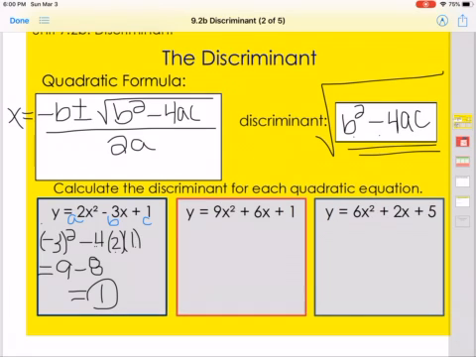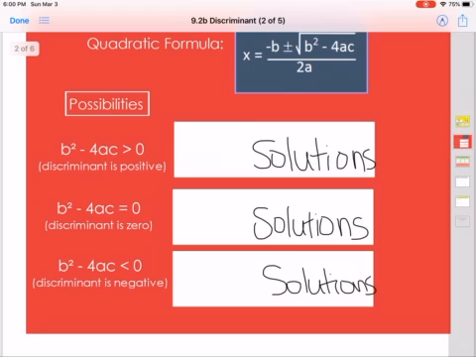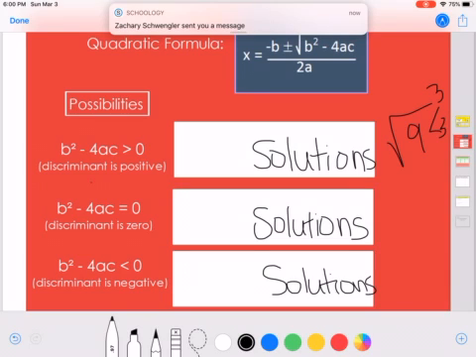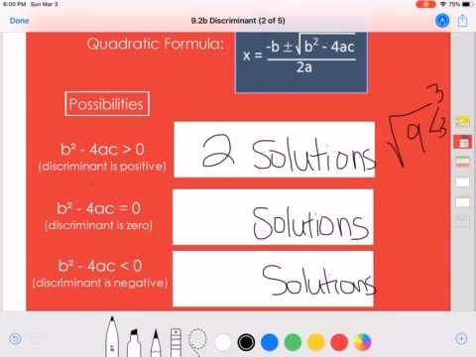So you may be asking, well, why do we care about this number? So there are 3 things that can happen, 3 possibilities. Our discriminant could be positive, so we could have a positive number such as 9 under our discriminant, in which case we would end up with 2 solutions, right? We'd end up with a solution where we add 3 and a solution where we subtract 3. So if discriminant is positive, we have 2 solutions.